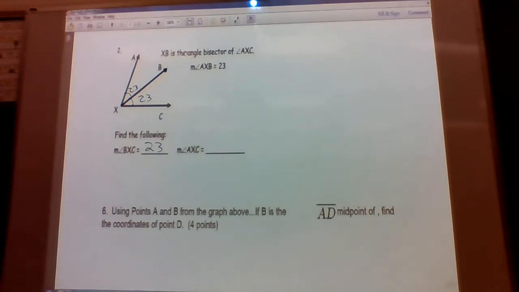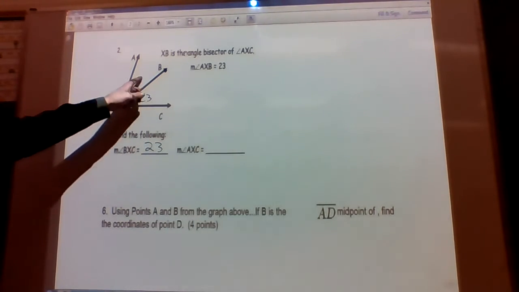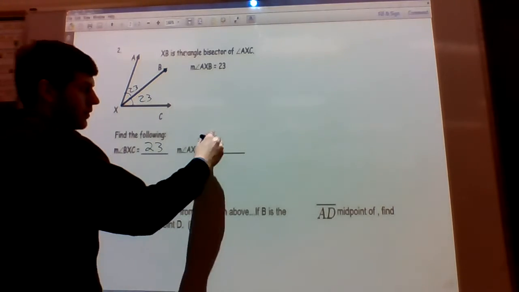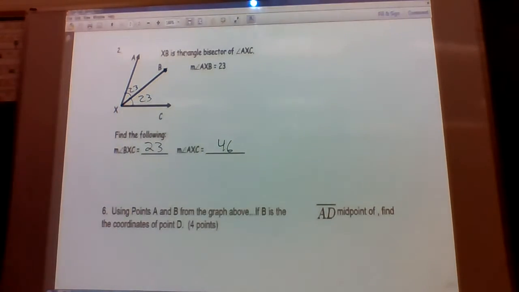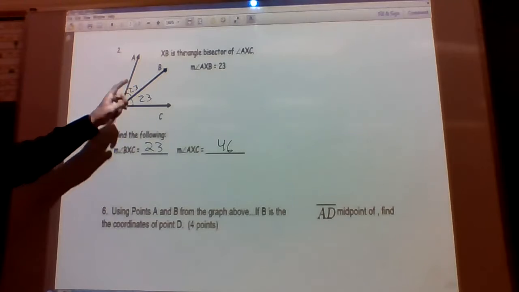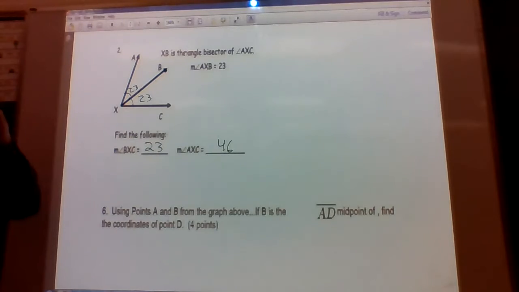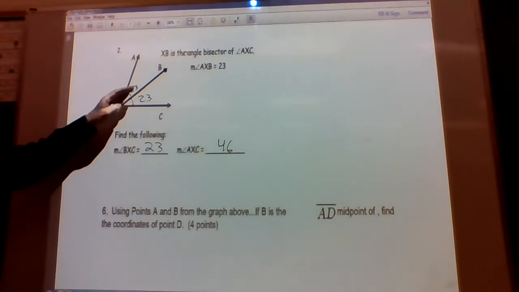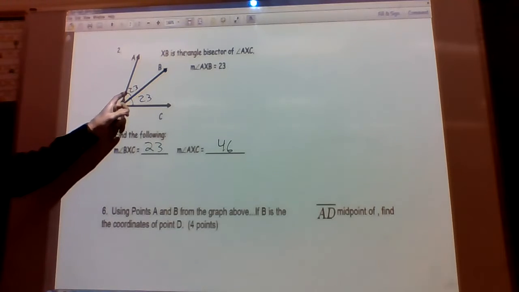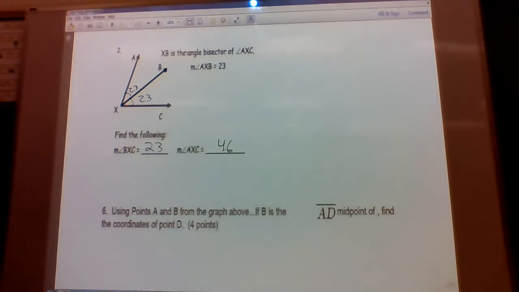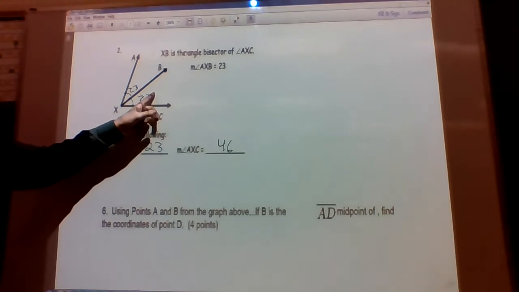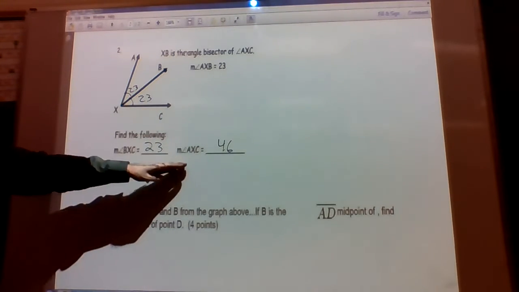What is the measure of angle AXC? It's going to be 23 plus 23, which is 46. These two angles added together give us the big angle, which is AXC. The bisector splits the angle in half, so we know these two pieces are congruent. Angle AXB is congruent to angle BXC, so the measure of angle AXB equals the measure of angle BXC. If that's 23, this is also 23. Add them together to get the whole thing, which is 46.